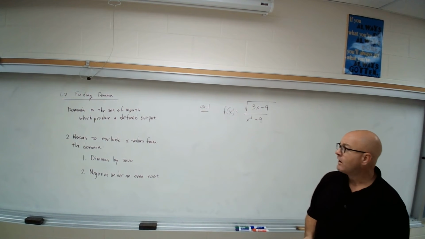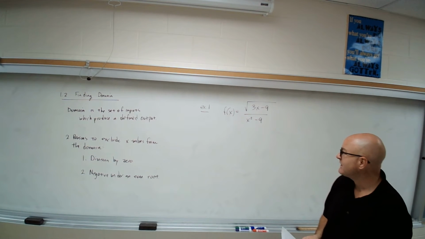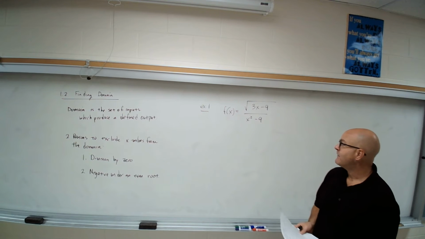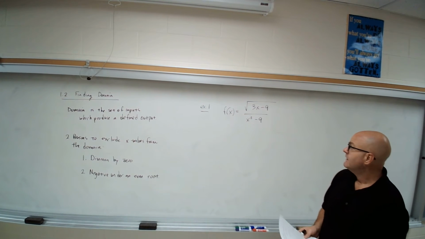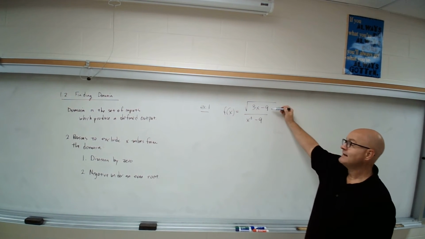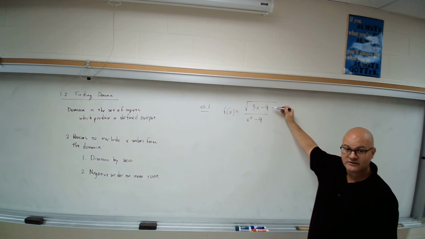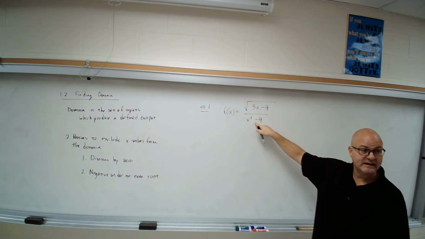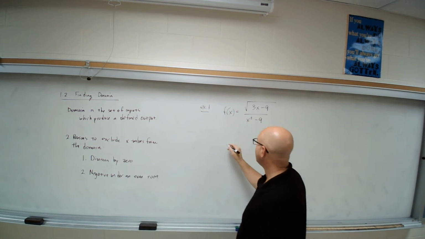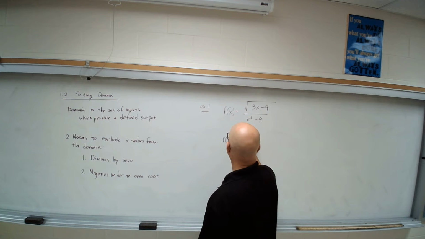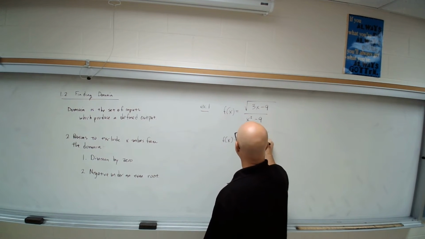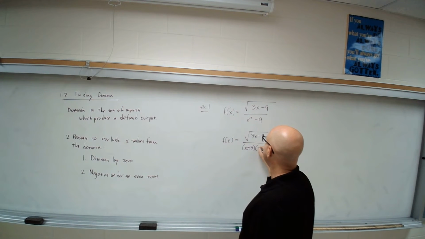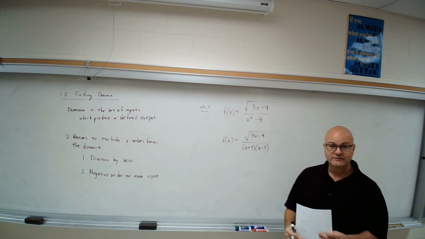So here's example 1. We have f of x equals the square root of 3x minus 9, divided by x squared minus 9. Okay, right away, I see that I have a square root, right? So that's going to give me a restriction. Now we probably know too that this is factorable. This will be easier to look at if it's factorable. So I'm going to go ahead and write this as f of x equals the square root of 3x minus 9, didn't change anything, over x plus 3, x minus 3.